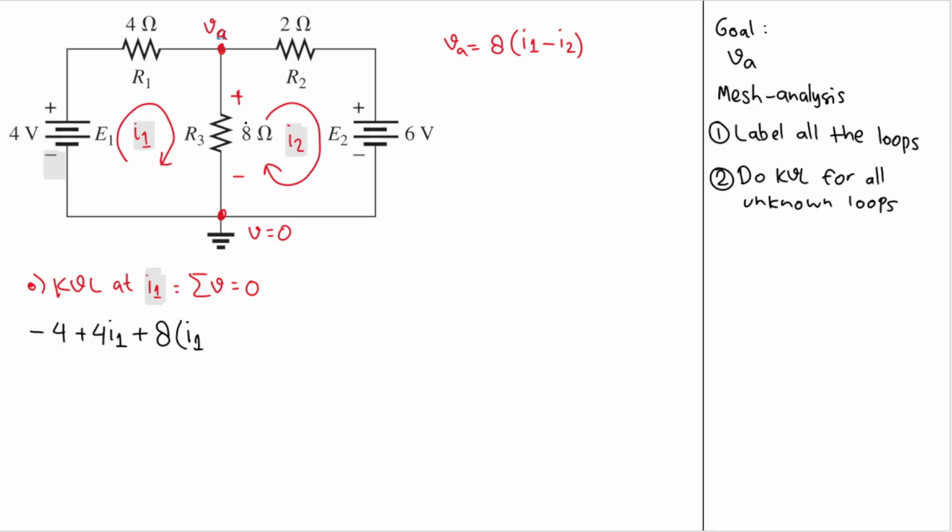And then here I2 is flowing in the opposite direction. If you see here, I1 is going down and then I2 is going up. So I will have minus I2 from here. Okay, and all of that is equal to 0.